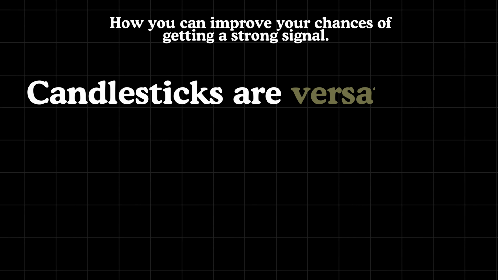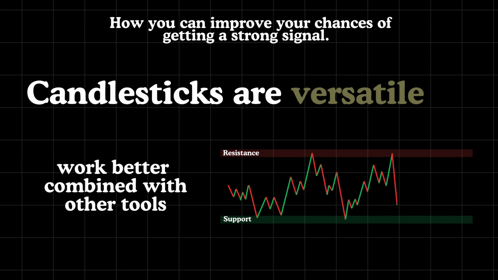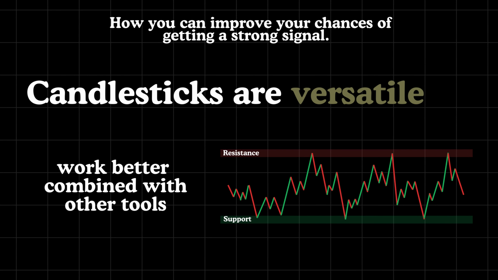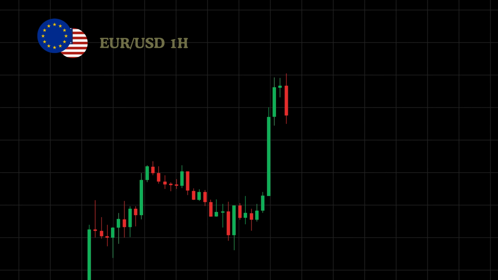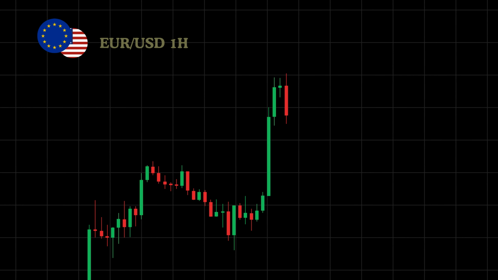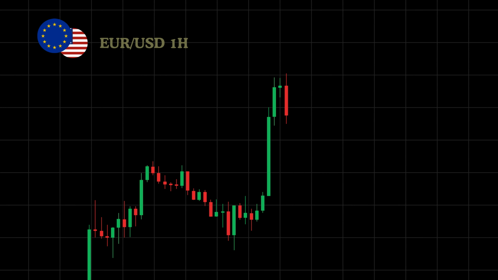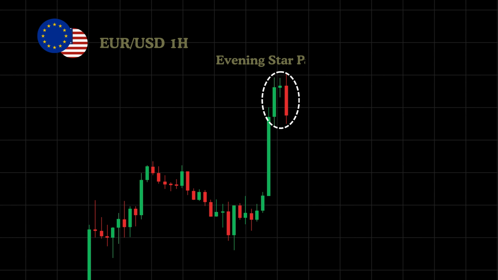Candlesticks are versatile, and they can be used on their own or combined with other technical analysis tools, such as support and resistance zones. Take a look at this example. This chart shows the price of the euro against the US dollar on a 1-hour time frame. Here, we can see that the price formed an evening star pattern.